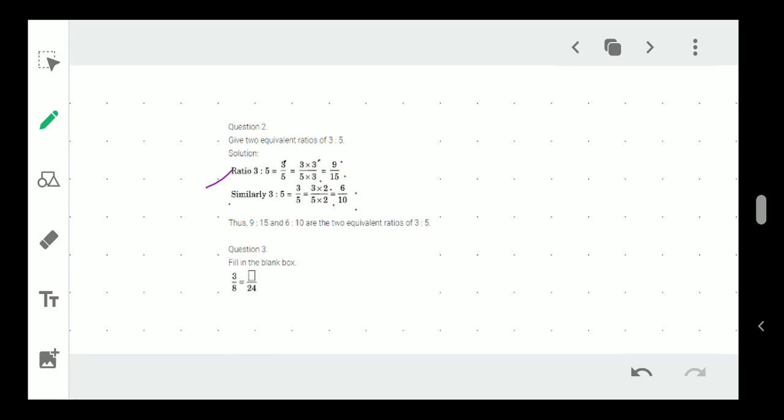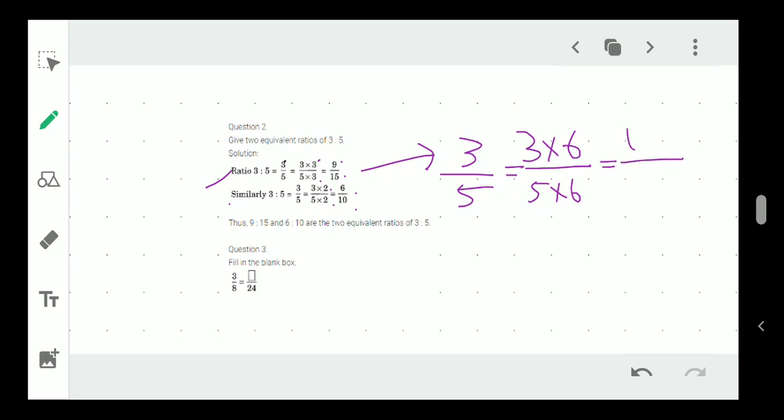And you can multiply by any number of your wish, 4, 5, 6. So in this case it will also be one answer. For 3/5, you can multiply by 6 also on both sides. So this will be 18/30. That means 18:30 is also another answer.